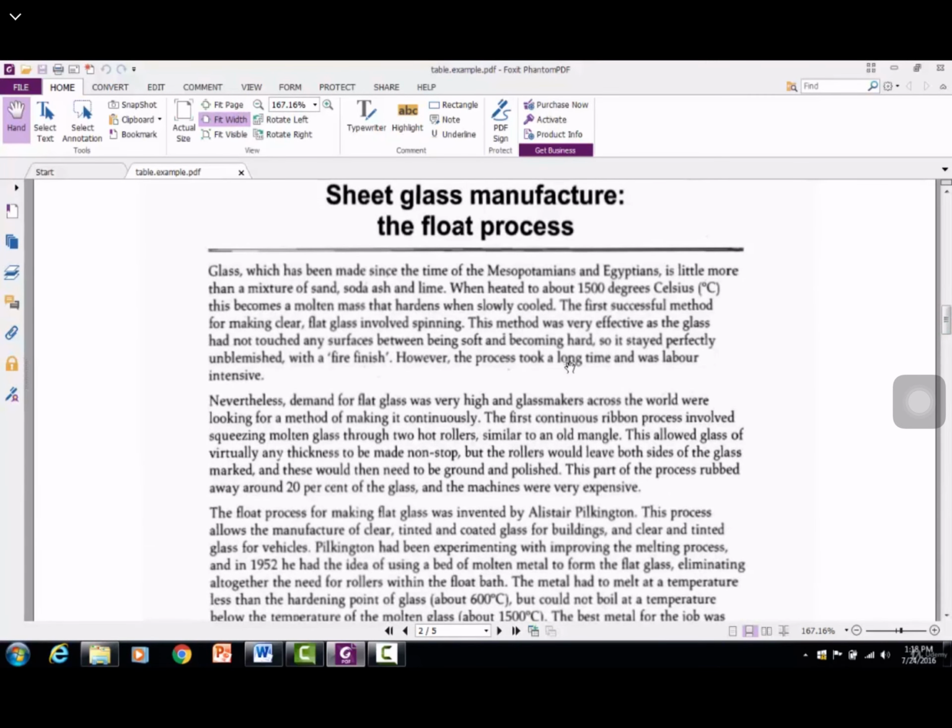All right, so here's our synonym. It says, last sentence, however, the process took a long time. Long time is a synonym for slow. Was slow and, there's our and, labor intensive. So the answer for the next one is labor intensive. I'm in the last sentence, everyone. We see it right there, labor intensive. However, the process took a long time and was labor intensive. That's our answer. And long time is a synonym for slow.